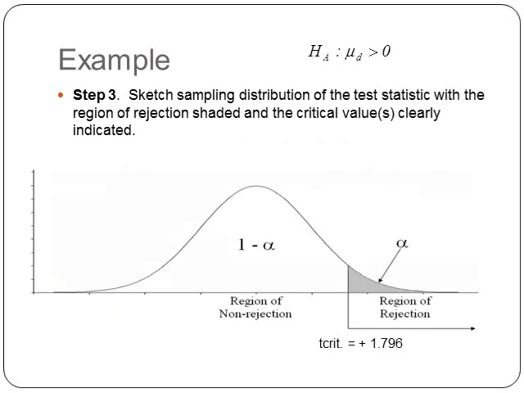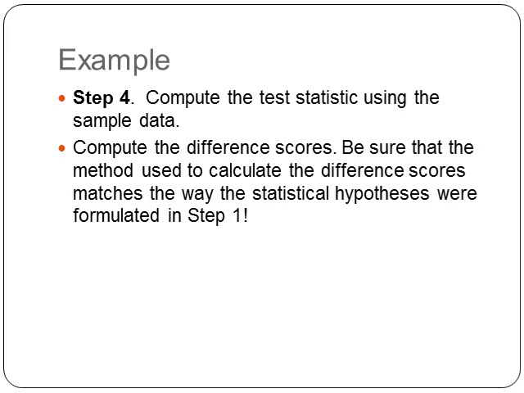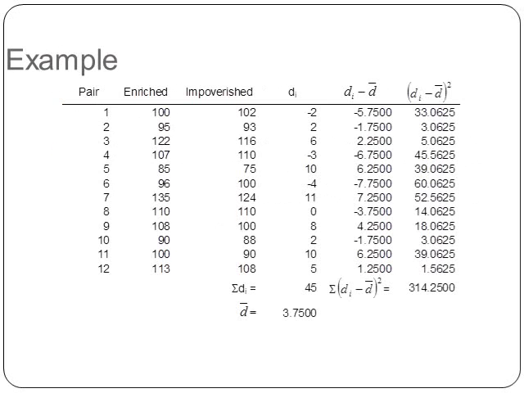We're testing at the 0.05 level. We set a t-critical value of plus 1.796, similar to what we've done before, especially with the one sample t-test. And we're going to compute the value. Be sure again that direction matters for your statistical hypothesis testing. See the data here. We calculate the difference scores based on enriched and impoverished, and we can sum those up. We could do a calculation here.